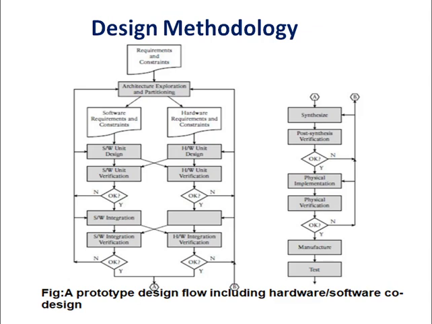What are we going to do in co-design? We try the pure software implementation and estimate the performance. Then we try the hardware implementation and again estimate the performance. Right? These are the things we do with the software and the hardware.